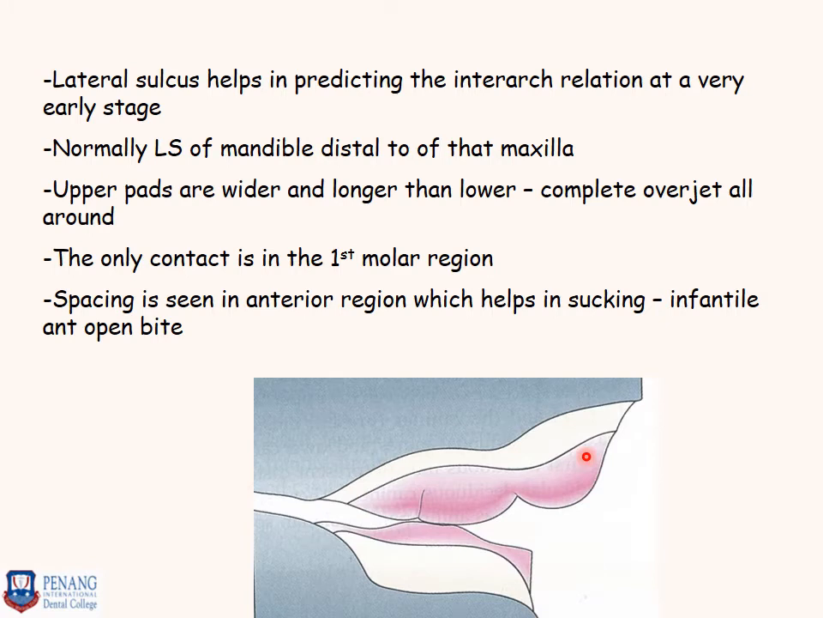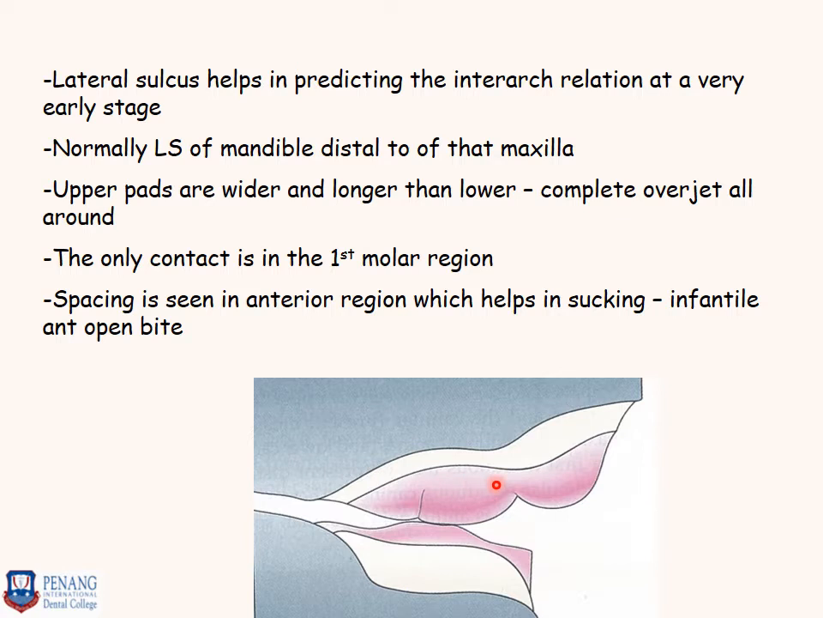This is a cross section, the longitudinal section of the jaw which can be seen, in which this is the maxillary gum pad, this is the mandibular gum pad, and this is an occlusion, that is the maxillary and the mandibular gum pads are occluding. So the lateral sulcus predicts the inter-arch relationship at a very early stage.